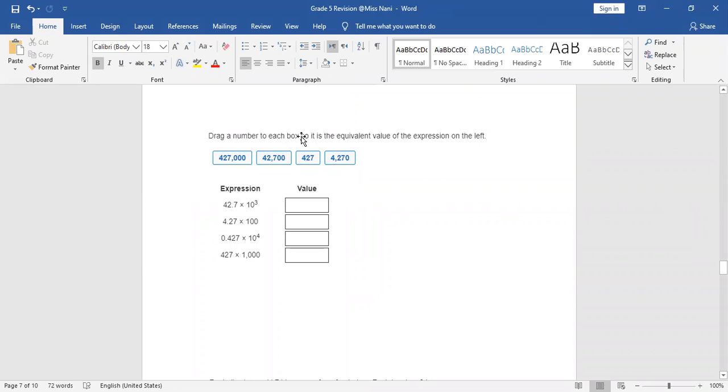Drag a number to each box so it is the equivalent value of the expression on the left. Here, as I told you, 10 to the power of 1 equals 10. 10 to the power of 2 equals 100.